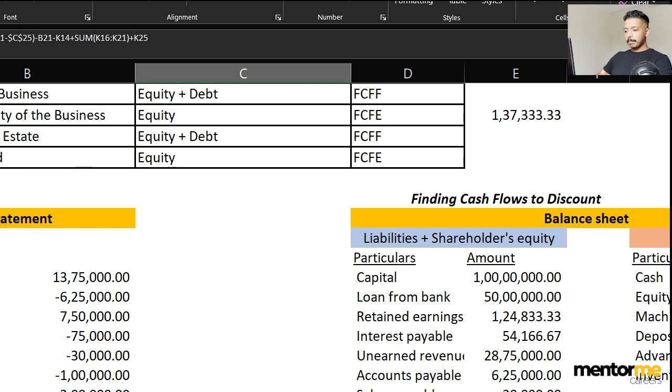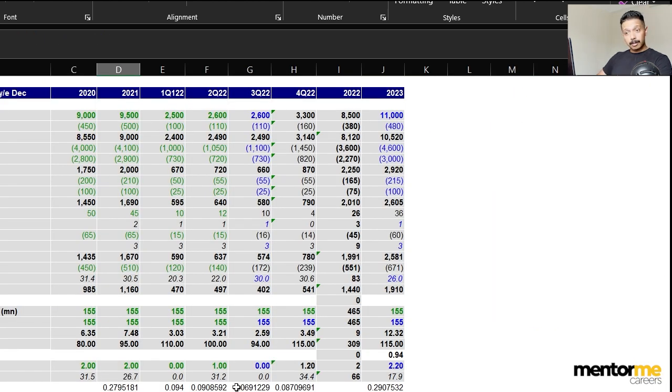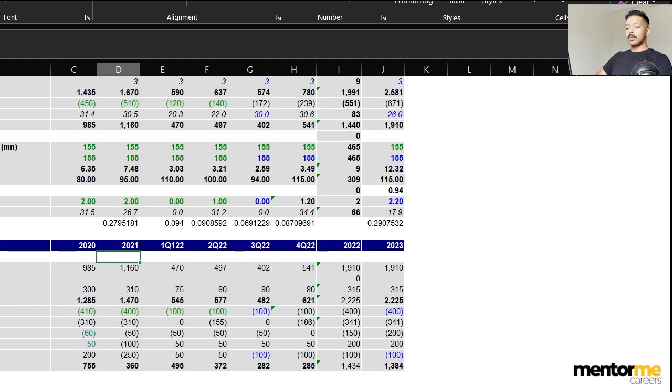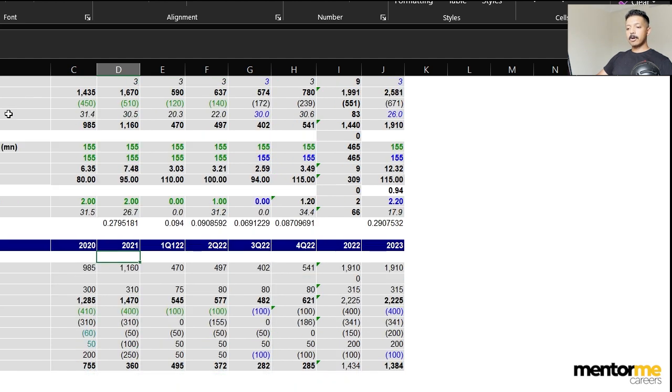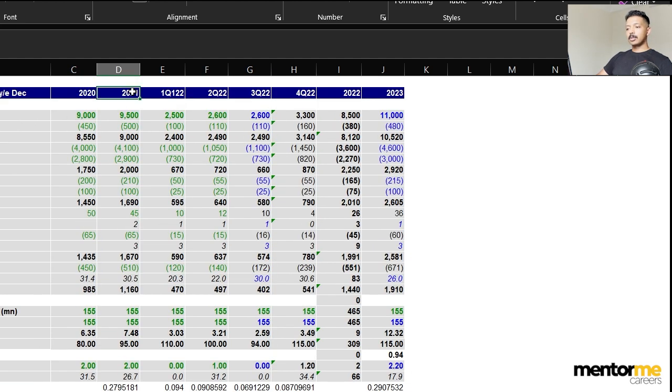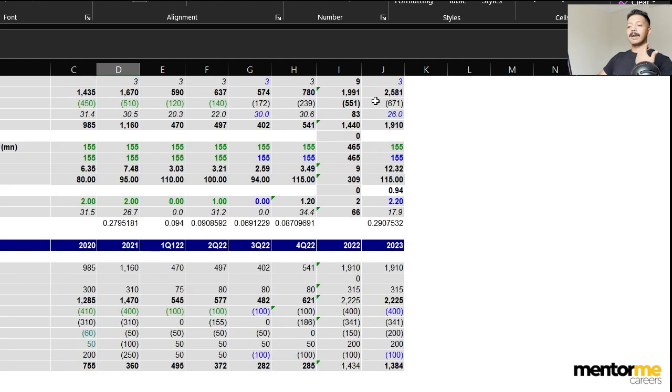Now let's skip and talk about the model. This is a ready-made model because we are not really learning how to make a model, but do valuation. So here we've got the predicted values of the company's cash flow, profit and loss, and balance sheet for 2020 onwards to 2023, and we are expected to find the value of this business.